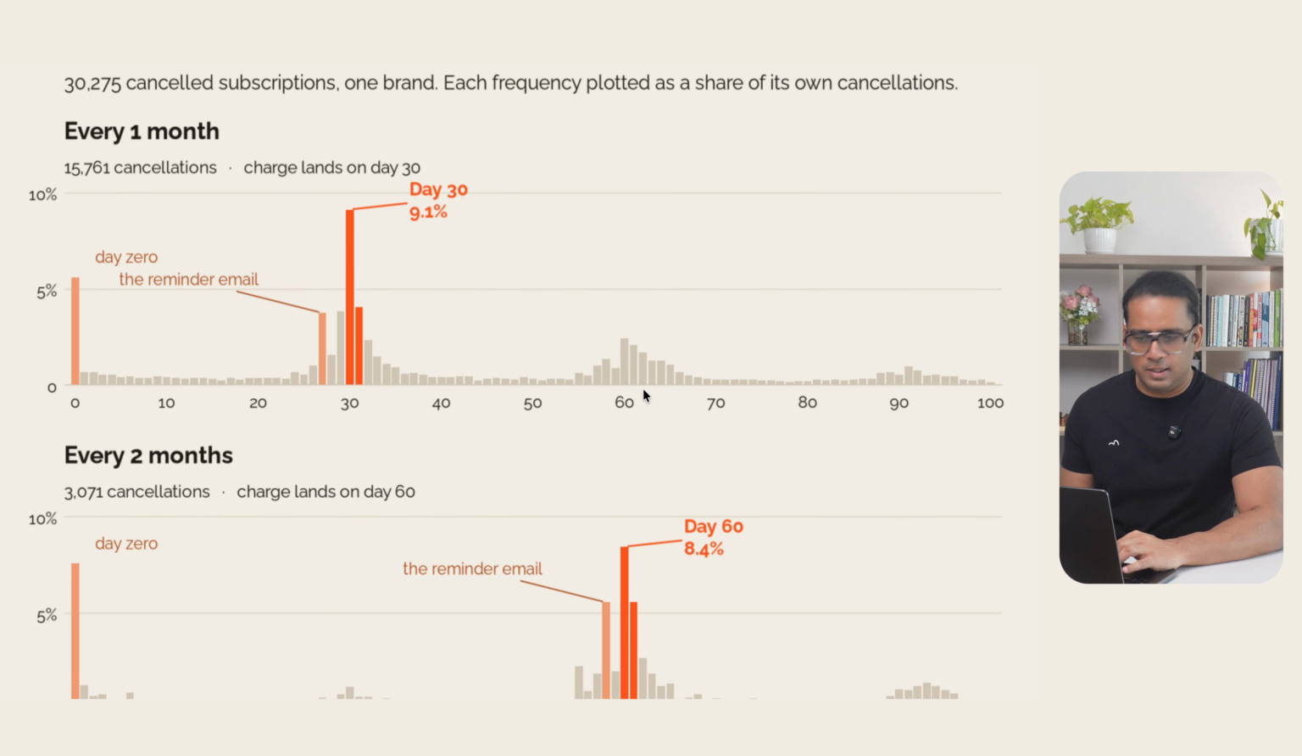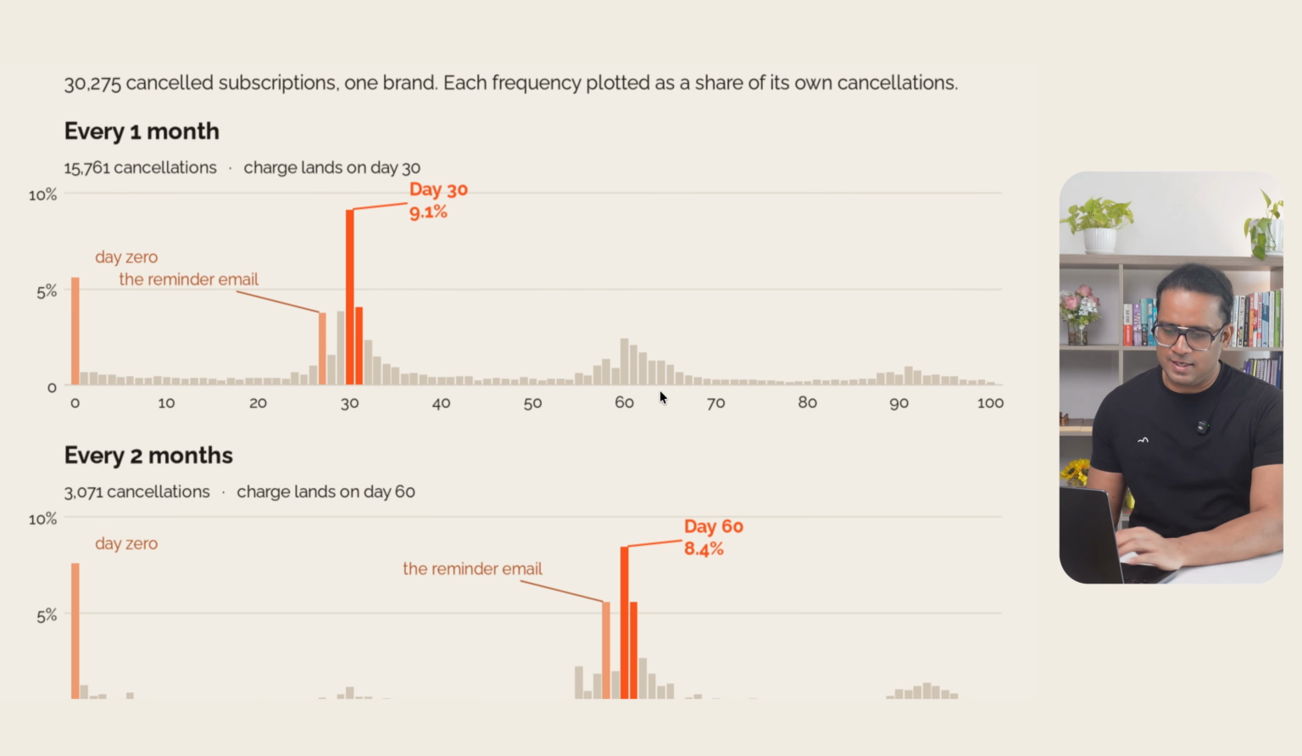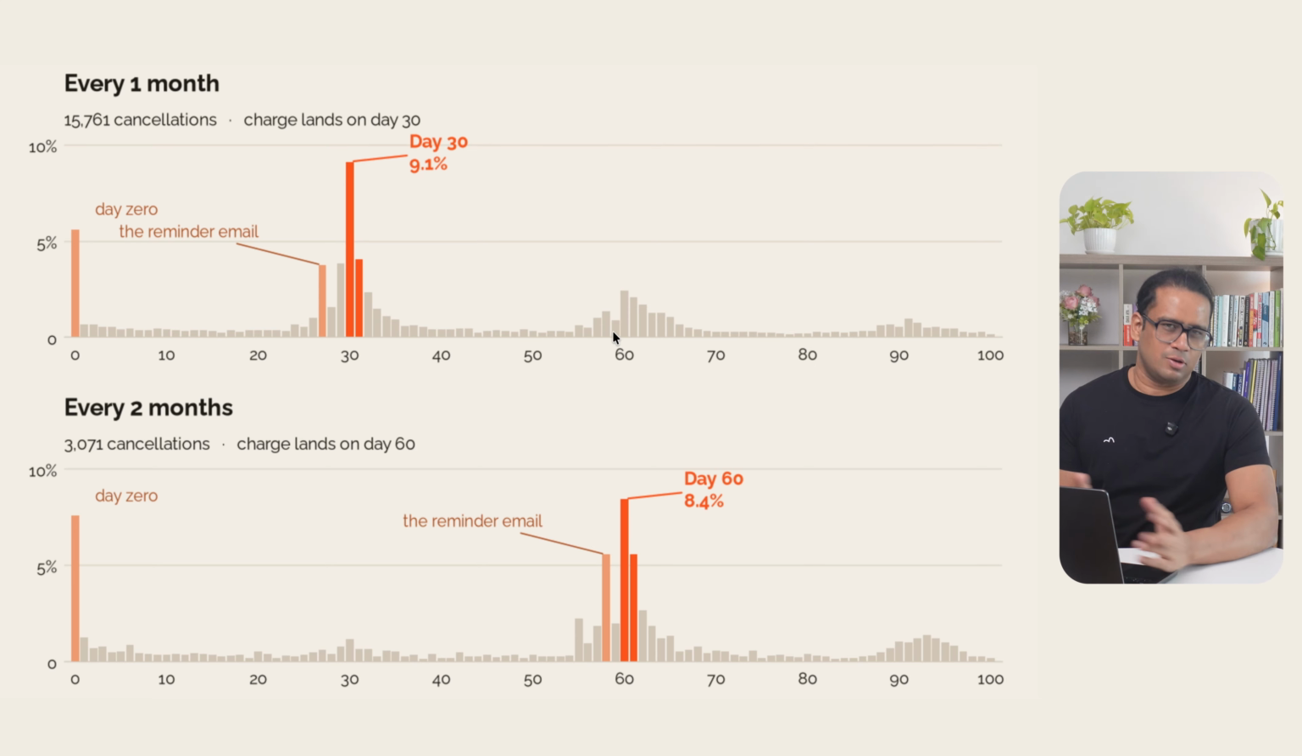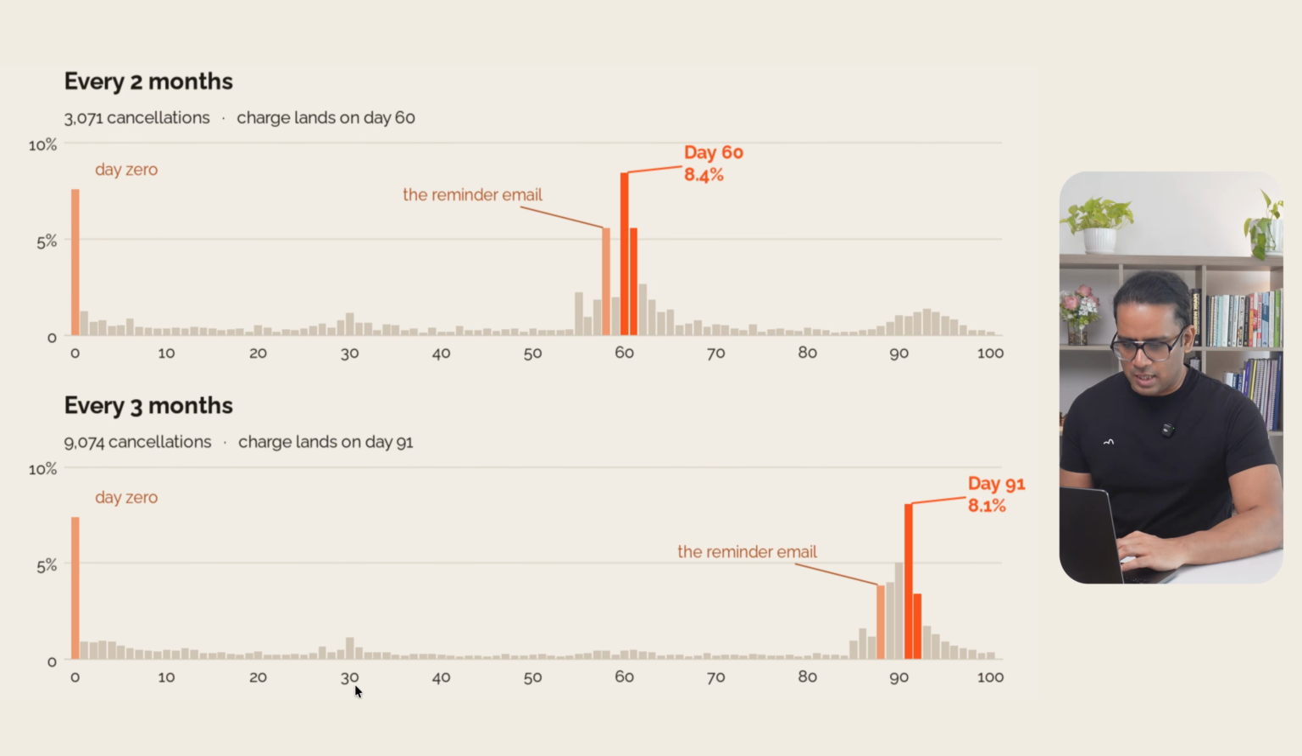Then, interestingly, it increases again around the next 60 days, and on the third billing there is some more cancellation. This is expected because most of the people in the middle will not cancel. Near the renewal dates, they typically tend to cancel their subscription. For 3 months, the 30 to 90 day window is a very slow period, which is a good thing. That's why we are recommending most brands move to 3 months.